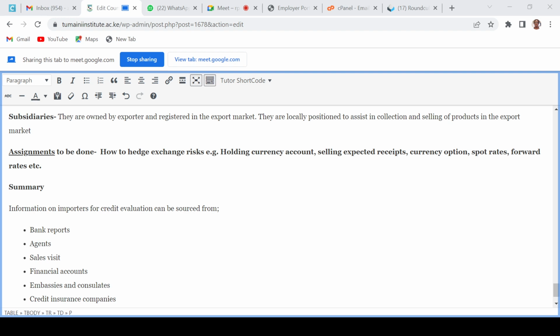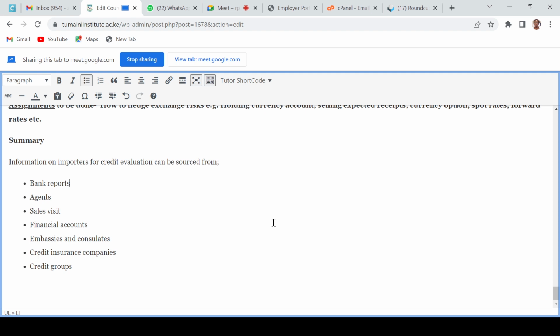And then finally, tuko hapo chini kabisa, information on importers for credit evaluation, because I know you are talking about risk assessment, risk evaluation. Somebody may ask you, how can I assess an export customer? Where can I get information about assessing them?